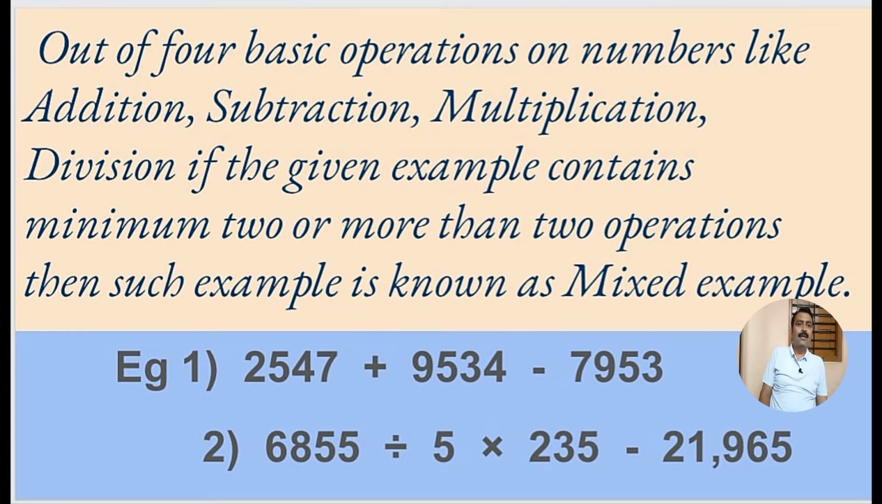So we know in mathematics we have four basic operations: addition, subtraction, multiplication, division. If the given example contains, that means it consists of, a minimum of two different basic operations or more than two basic operations, then such an example is known as a mixed example.